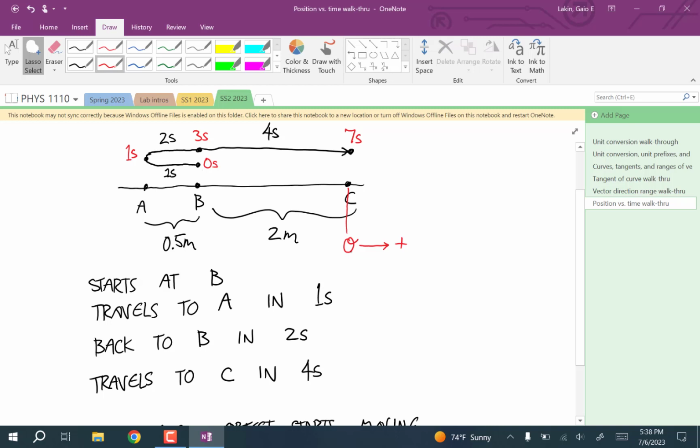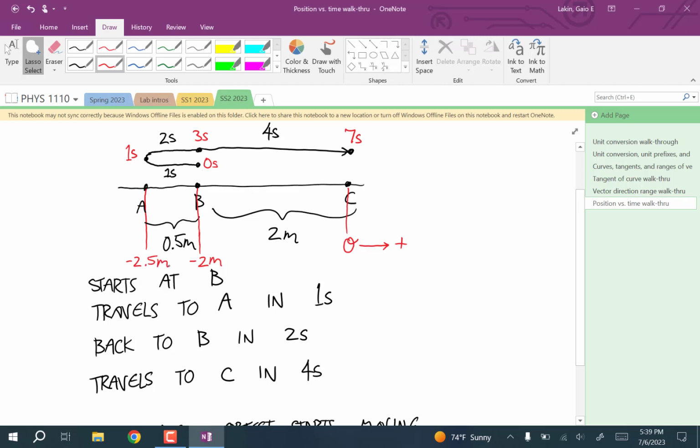Okay, well, if this is our 0 position at C, and we're going in the negative direction 2 meters, then when we get to B, we'll be at the point negative 2 meters. And if we're at negative 2 meters, and we go an additional 0.5 meters in the negative direction, then when we get to this point A, we'll be at negative 2.5 meters.